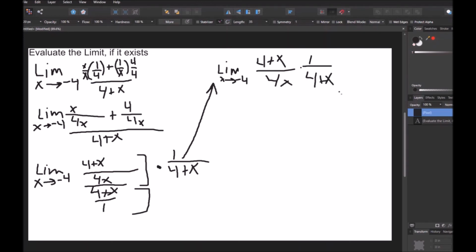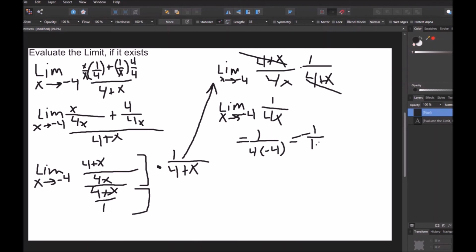And I can see now that these 4 plus x's cross reduce, giving me the limit as x approaches negative 4 of 1 over 4x. And now I can do direct substitution. I can say 1 over 4 times negative 4, which is negative 1/16. And that would be your answer for this one.